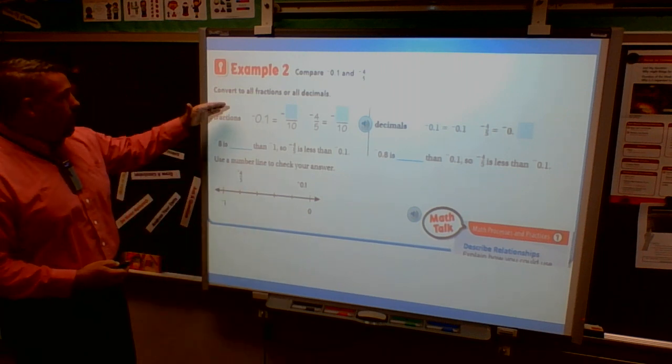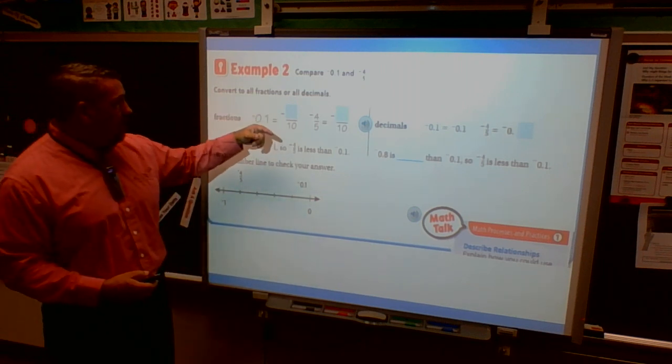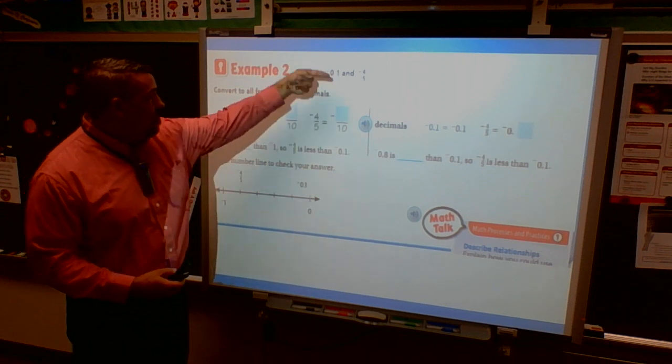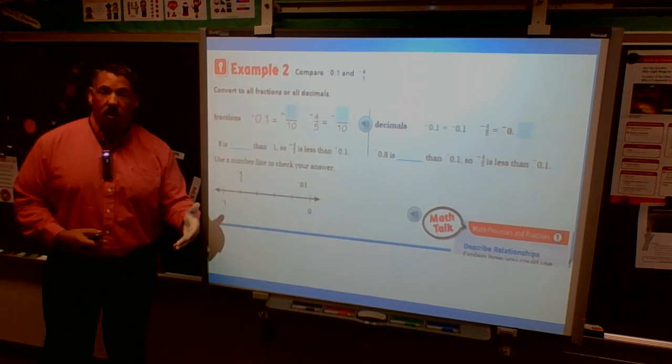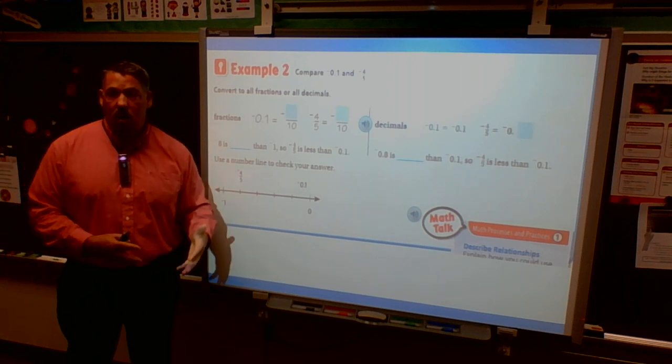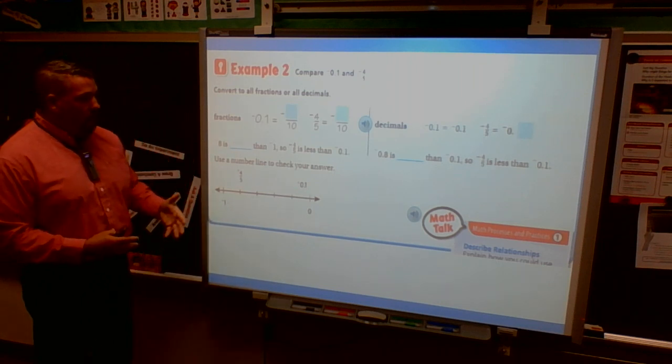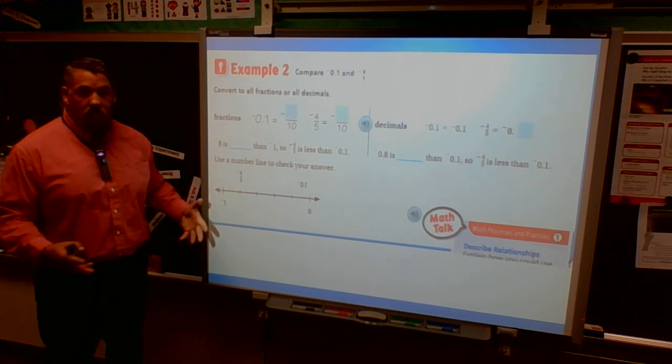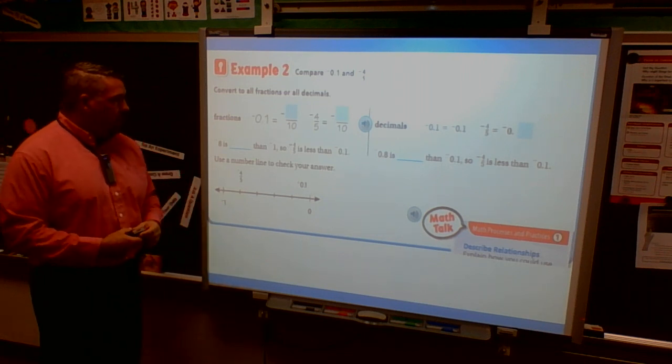It says to convert to all fractions or all decimals so that I can do what? So that I can compare greater than, less than, or equal to. So I know I'm going to have little arrows, and the arrow always points to the smallest number, right? Well, this one doesn't show me to have arrows. It's just going to tell me to answer the question. All right, that works also.